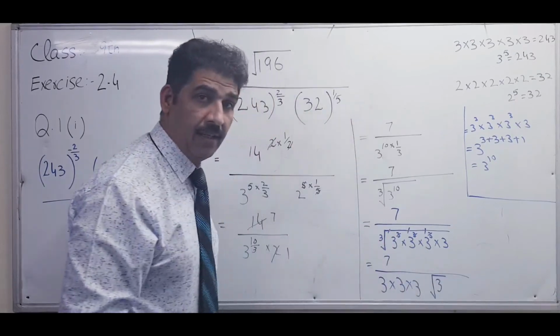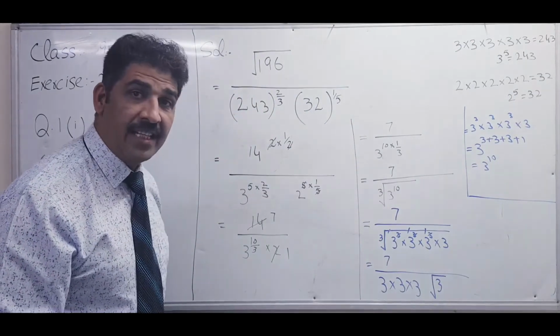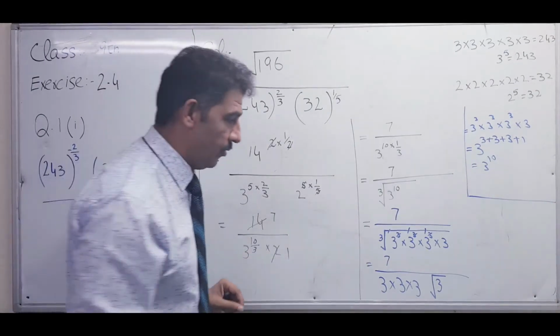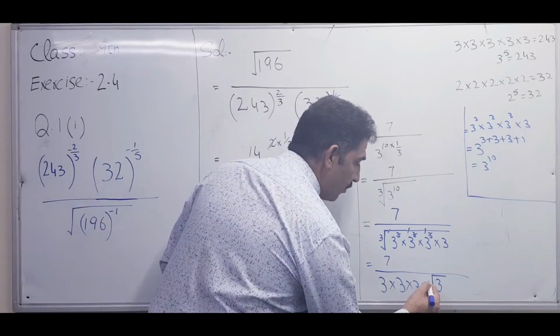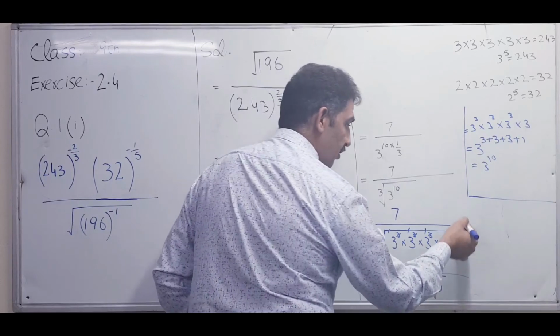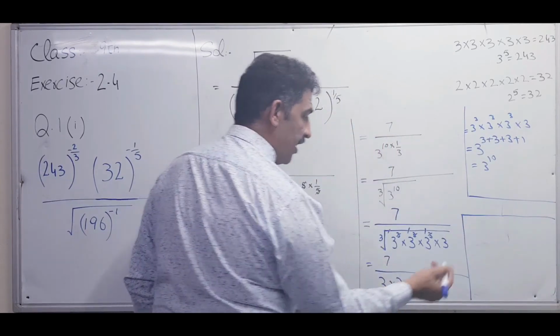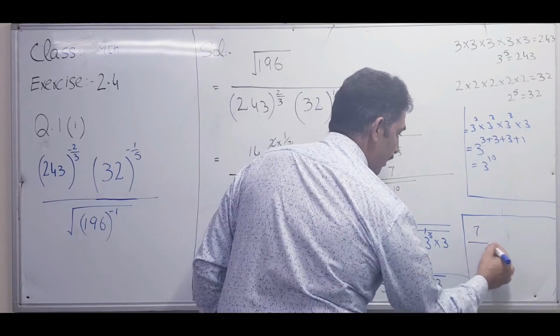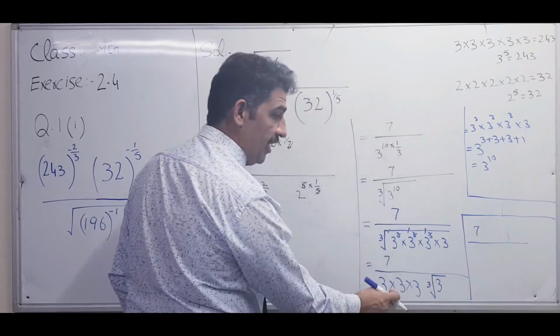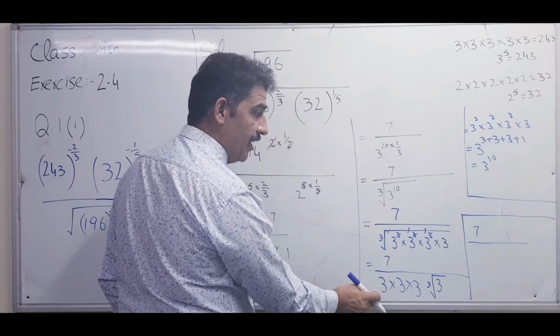Is it okay? No. Why? Because that is a cube root. Okay, good. So you have to apply the sign of cube root. So the final answer is: how many times is 3 multiplied in the denominator? Root, and that is your answer. 3 into 3 is 9. 9 threes are 27.